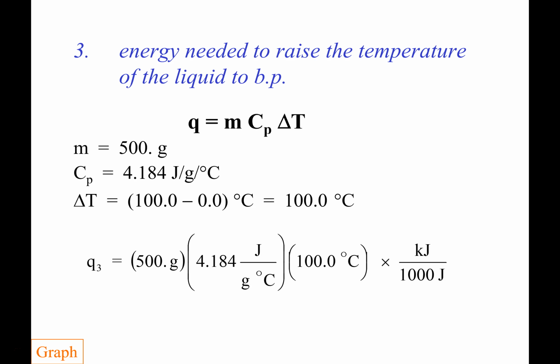So it looks like this. Q3, your mass still is 500 grams, 3 sig figs, times the specific heat of water, 4.184 joules per gram degree Celsius. The delta T is final minus initial. The final is 100, the initial is 0, so you have a delta T of 100 degrees Celsius. And we'll go ahead and introduce a term to get it from joules to kilojoules, 1 kilojoule over 1,000 joules. Round again to 3 significant figures. And we get this third Q as 209 kilojoules.